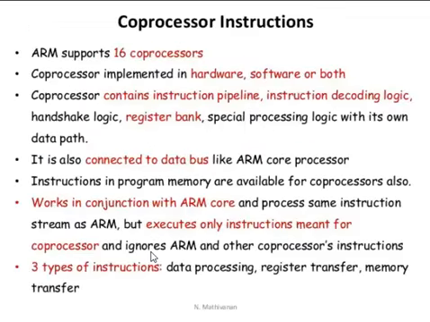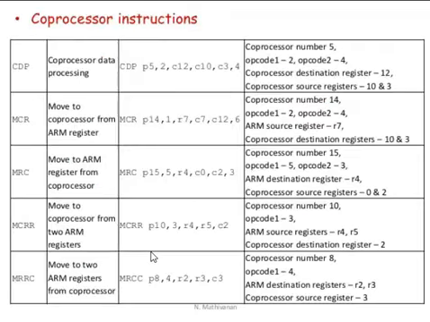Now let's see what are coprocessor instructions. Okay, ARM supports 16 coprocessors. Okay, always remember. So the three types of instructions are data processing, register transfer, and memory transfer. See the coprocessor instructions: CDP, MCR, MRC, MCRR, MRRC. Okay.